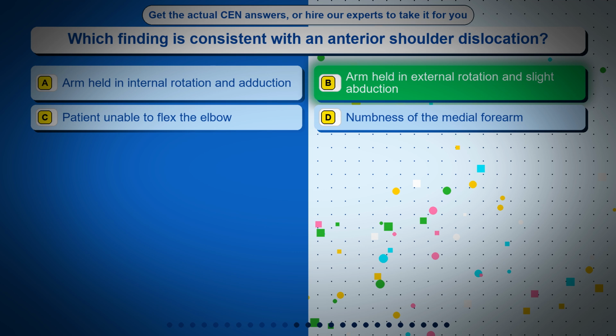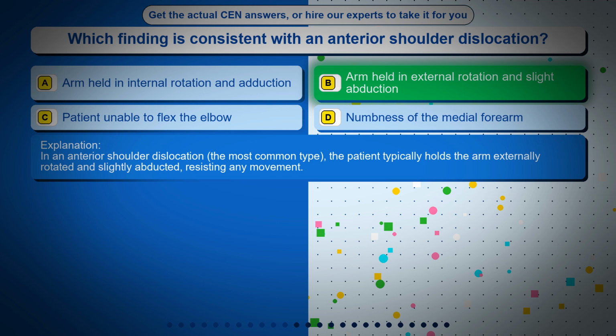Arm held in external rotation and slight abduction. In an anterior shoulder dislocation, the most common type, the patient typically holds the arm externally rotated and slightly abducted, resisting any movement.